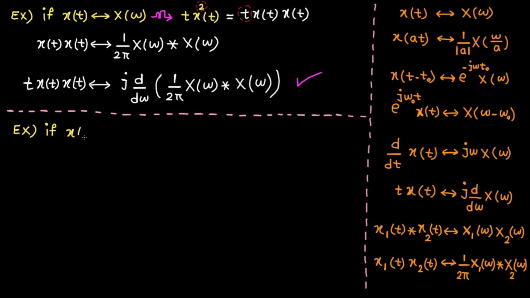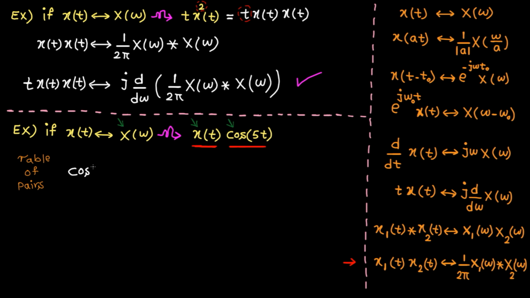If the Fourier transform of x of t is x omega, what is the Fourier transform of x of t multiplied by cosine 5t? We have multiplication between x of t and cosine 5t in the time domain. So this means that their Fourier transform is convolved in the frequency domain. The Fourier transform of x of t is given, i.e. x omega. The Fourier transform of cosine function based on the table of pairs is this. A summation of two delta functions.